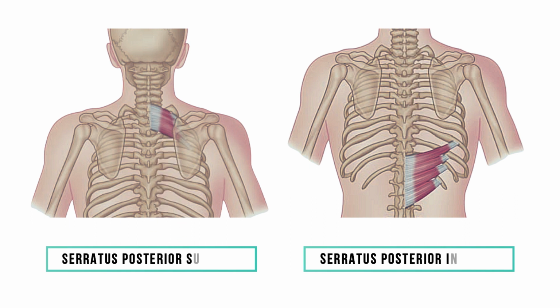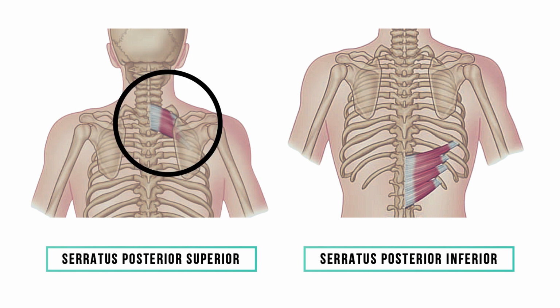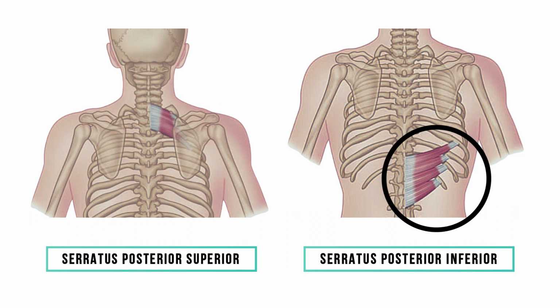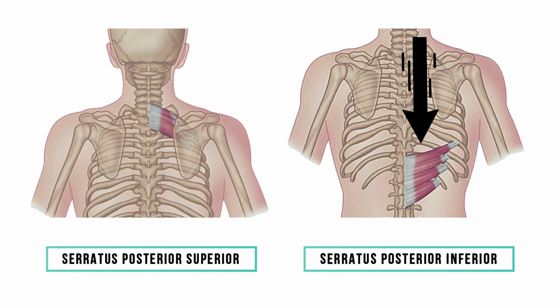The SPS and SPI are two different muscles, but they are mirror images of each other. Wing-like in shape, the superior is situated at the upper part of the posterior thorax, while the inferior is at the lower part. The SPS helps to elevate the upper ribs during inhalation. The SPI, inversely, helps to draw the lower ribs downward and backward during exhalation. Both muscles attach to various ribs and parts of the spine.